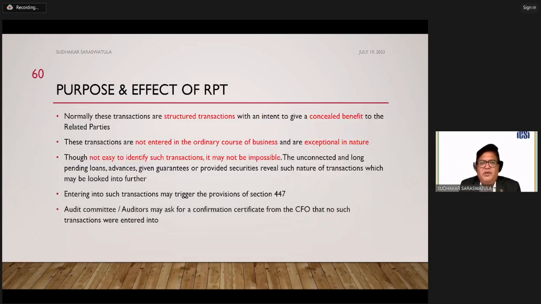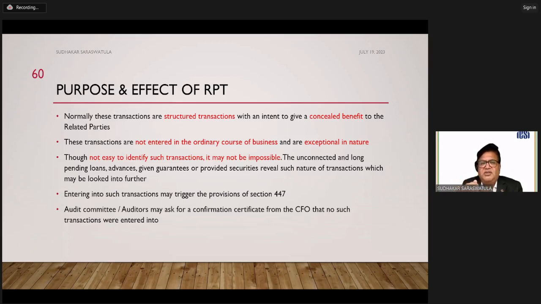Effect is equally important. As I told you, normally these transactions are structured transactions and they always give a kind of concealed benefit. So how to identify these transactions? I am giving something to somebody and that somebody will be giving to somebody else. Is it in the ordinary course of business? The answer is no. I am structuring this transaction. So these are all structured or engineered transactions, and they are exceptional in nature. They never happen by default. These transactions never take place in the day-to-day course.